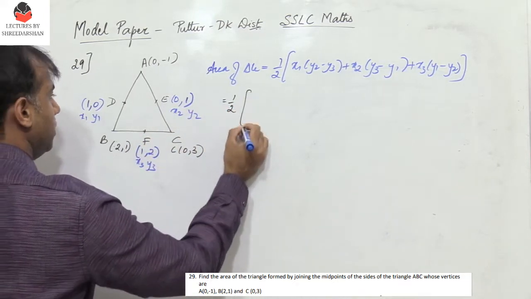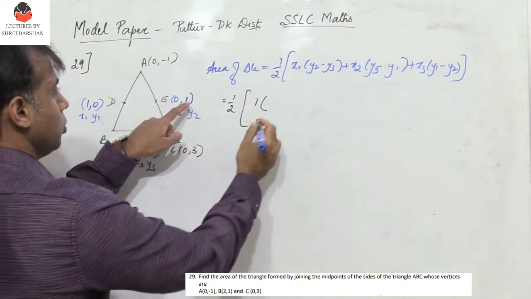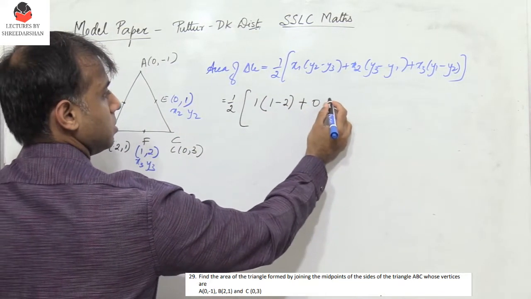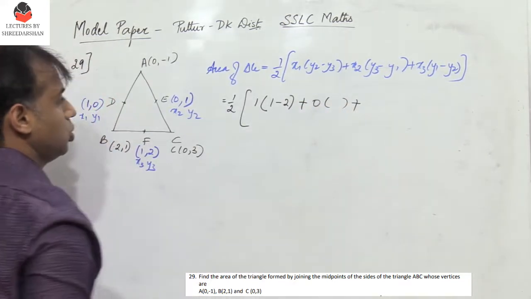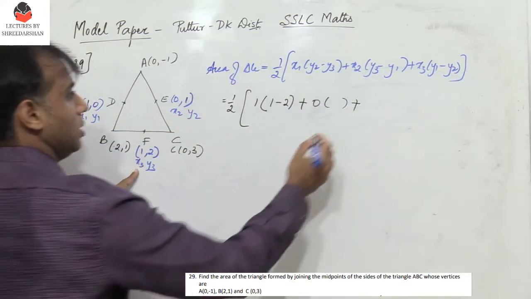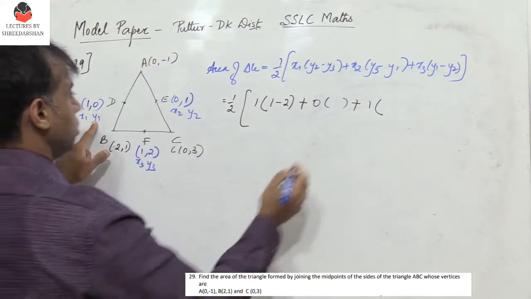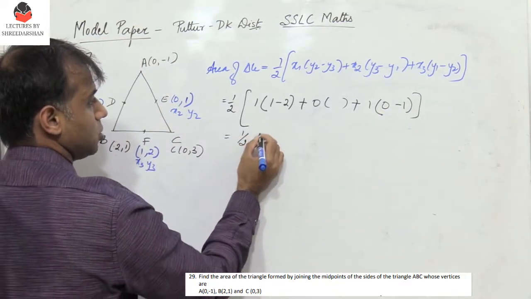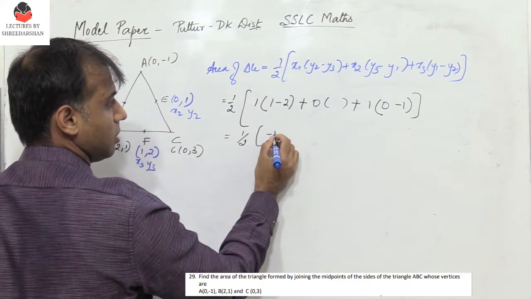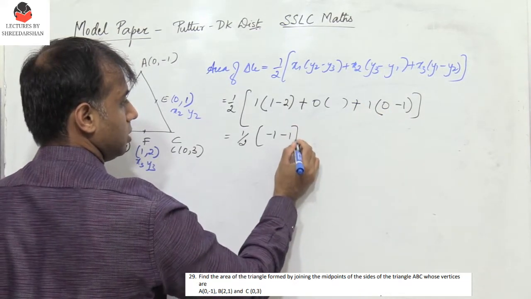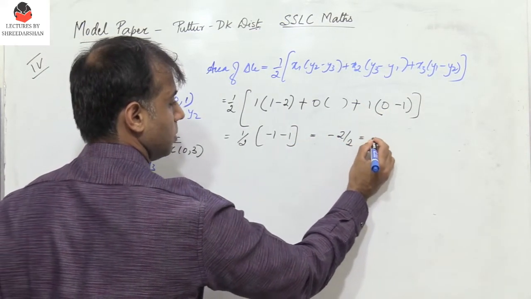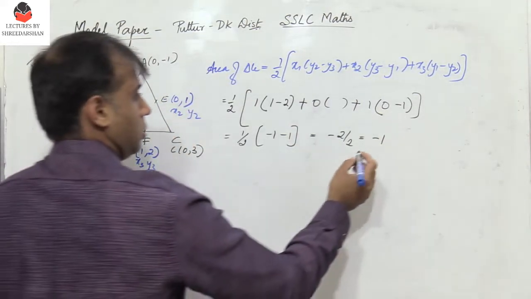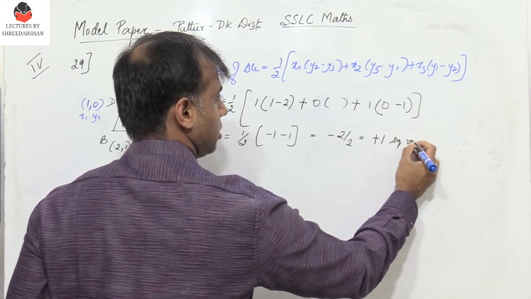So I get half of x1 is 1 into (y2 is 1 minus 2) plus x2 is 0. So anything into 0 is 0 itself, so I don't have to write. x3 is 1 into (y1 is 0 minus y2, which is minus 1). So you get it as half into, this is minus 1 into 1 is minus 1, again minus 1. So you get minus 2 by 2, which is minus 1. So you cannot have an area which is negative. So we take the positive value, 1 square unit.